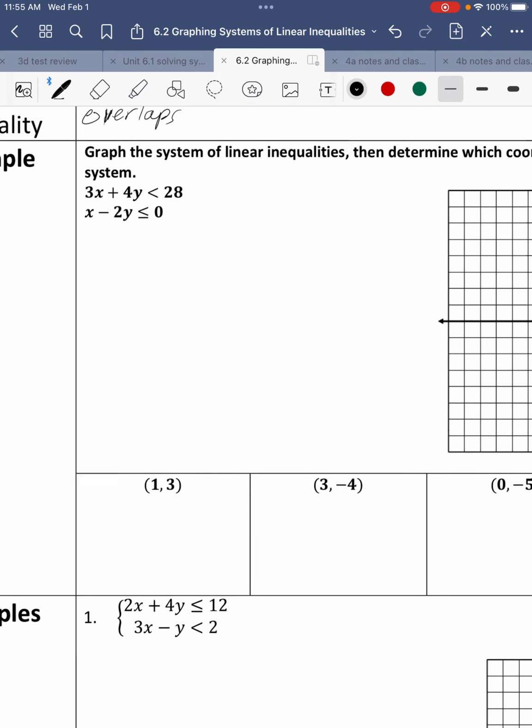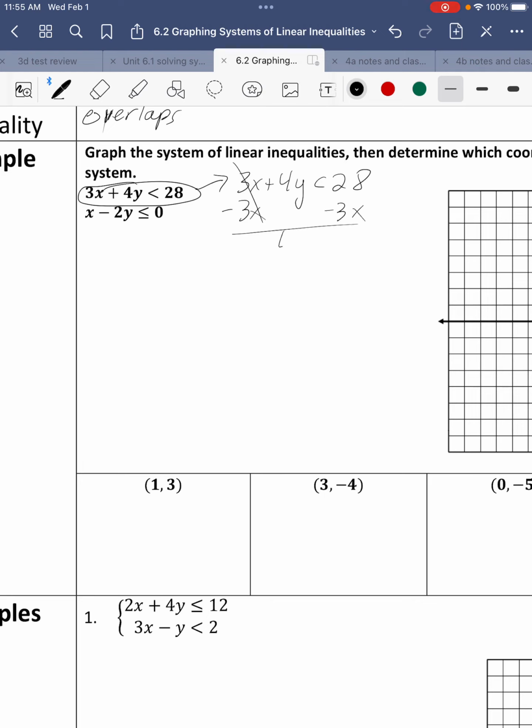So, number one example. We need to solve for y. So, let's get y by itself. 3x plus 4y is less than 28. I'm going to subtract 3x. We have 4y is less than negative 3x plus 28, divided by 4. We did not divide by a negative, so we do not switch the inequality.